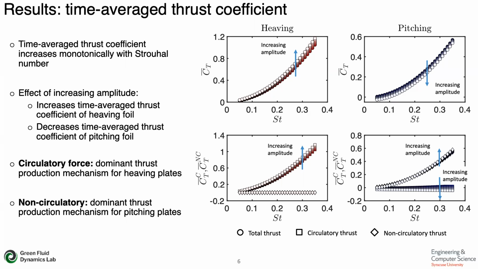On the other hand, for the pitching foil, non-circulatory mechanisms dominate thrust production, and it is shown that this contribution slightly increases with increasing amplitude. Whereas the circulatory component actually becomes more and more negative as amplitude increases, thus decreasing the total thrust coefficient as amplitude increases.